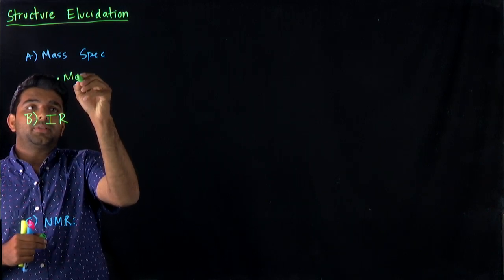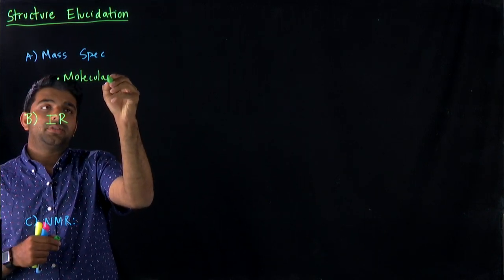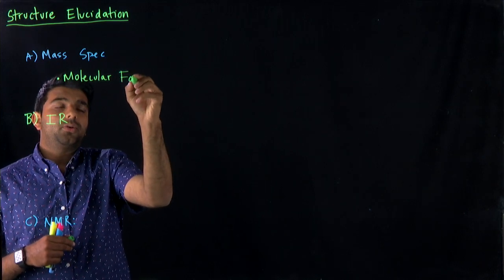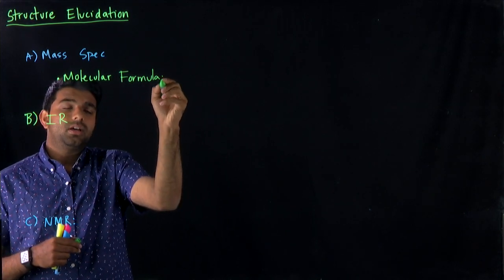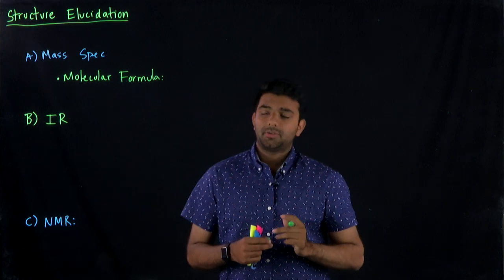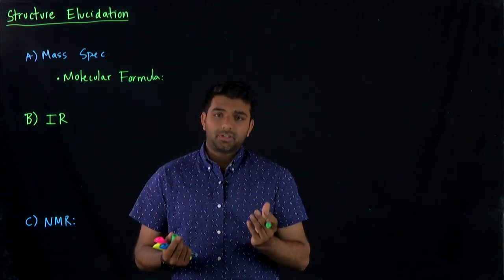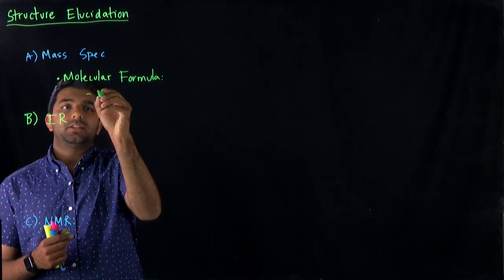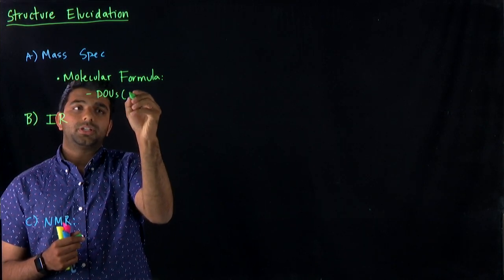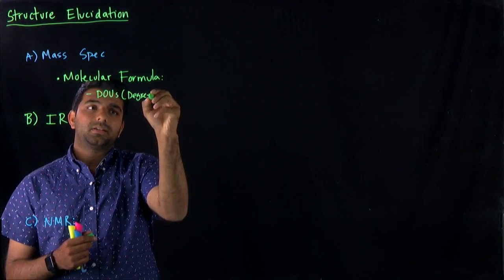Once we're able to get the molecular formula, we are able to find out the degrees of unsaturation, or the number of pi bonds or rings that are present in the molecule. Okay? So mass spec, find the molecular formula. Once you do that, DOUs, or degrees of unsaturation.